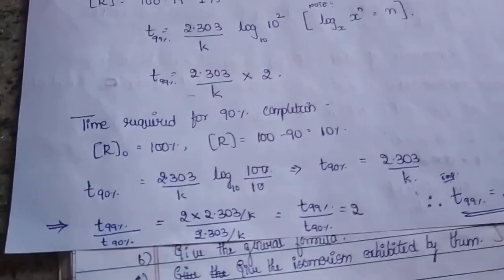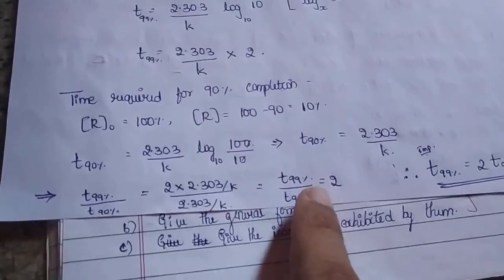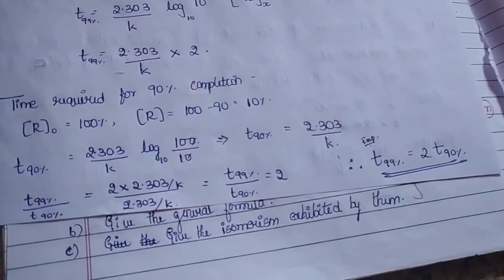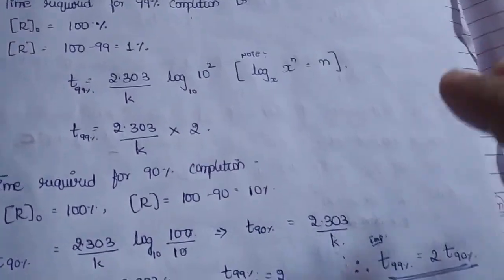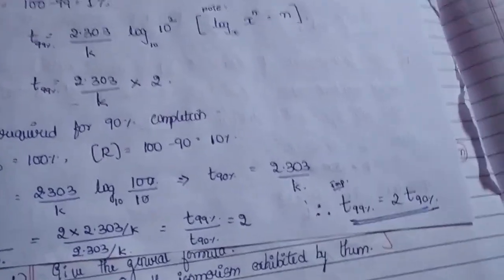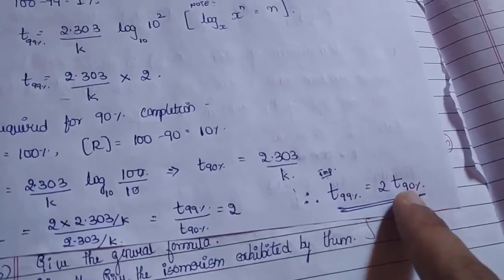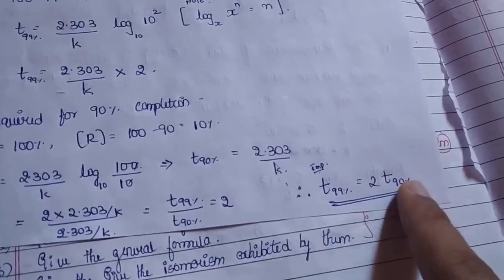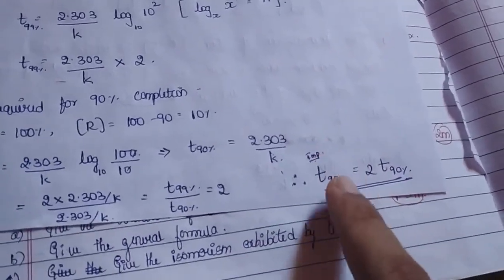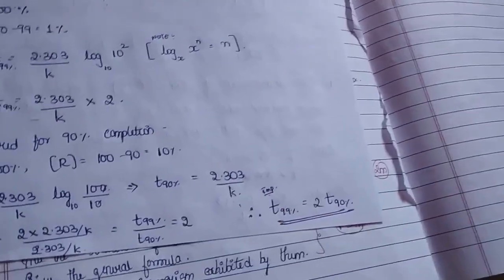Just take the ratio of both, t99% divided by t90%. When you take the ratio, of course, you are going to get it this way. So t99% is equal to 2 times the time required for 90%. This is not only useful for this calculation part. Remember, it can also be used in your competitive exams. If they ask for the 99% time and have given you the 90% time, it will be 2 times the time taken for 90%, which gives the time taken by a reaction to complete 99% of the reaction. So this is an important thing you should keep in mind.